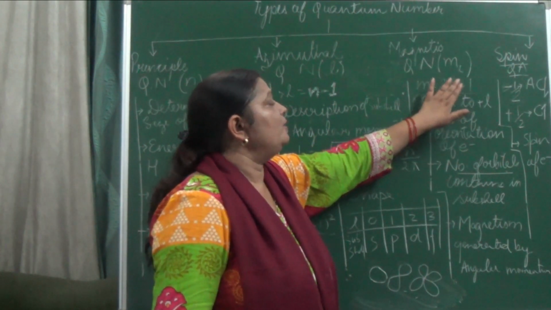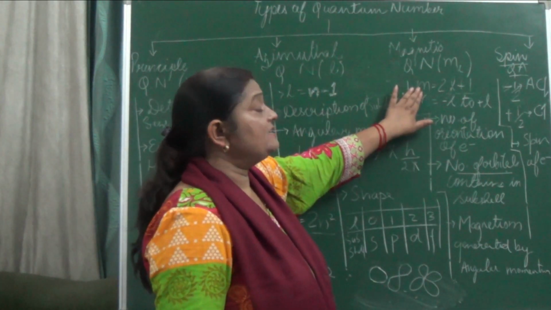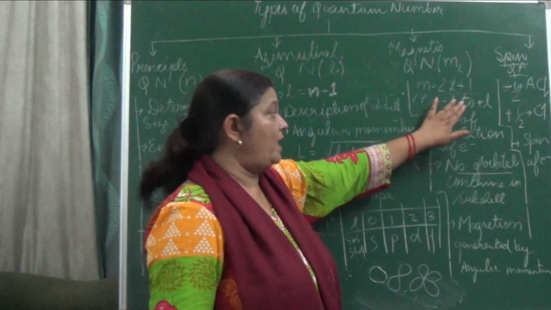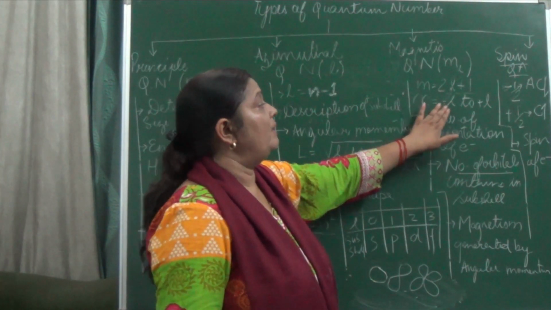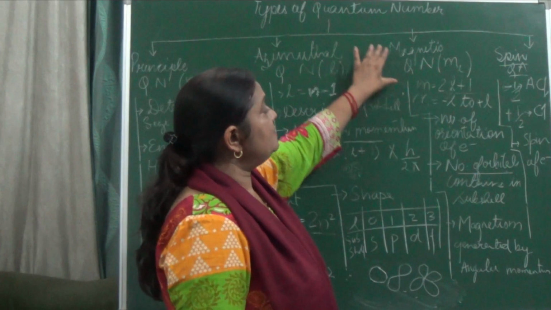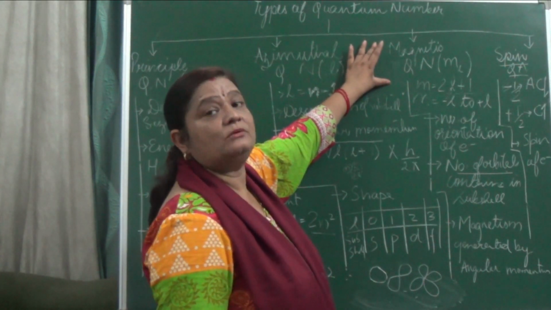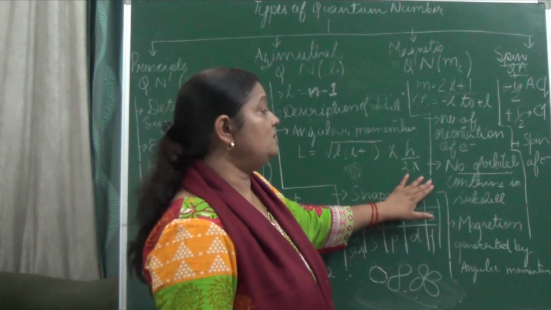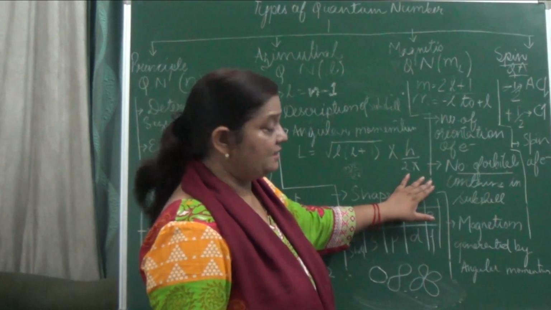Okay, and here L you can write. M, the magnetic quantum number, is calculated by 2L plus 1, or m is equal to minus L to plus L. This magnetic quantum number tells about the orientation of the electrons, and it also tells about the number of orbitals that a subshell contains.